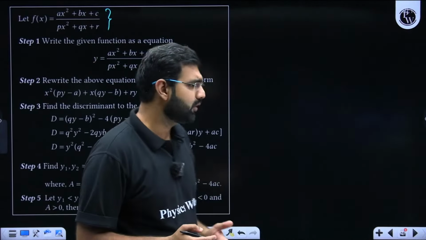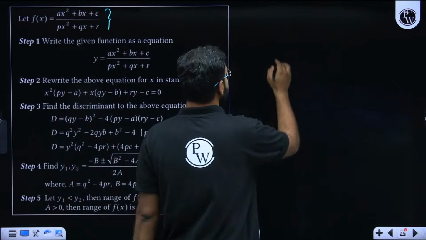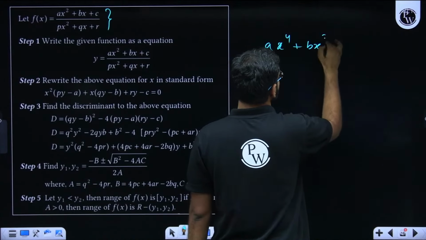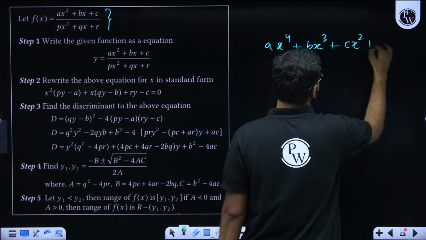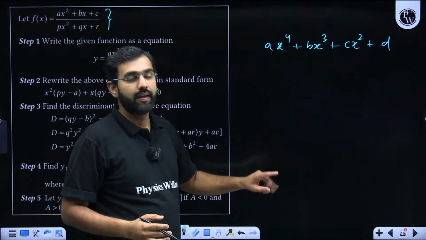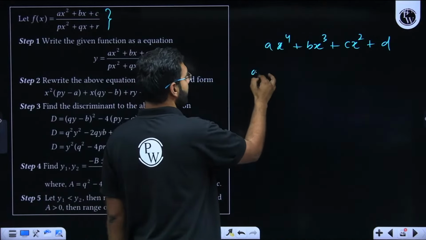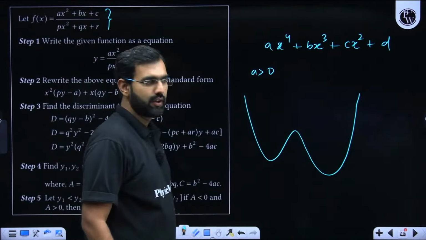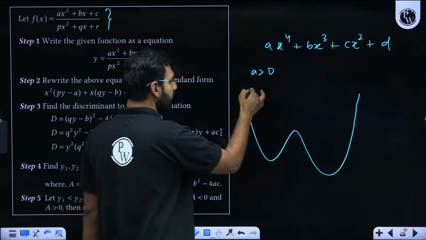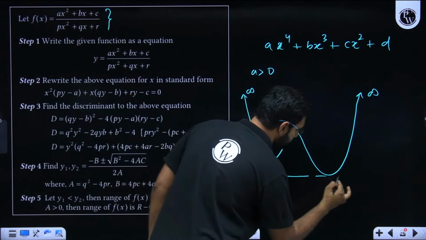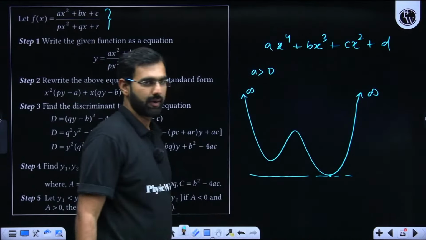Because Rudra, in an even function, let's say if it is biquadratic, for example ax to the power 4 plus bx cube plus cx square plus d, then when you find its range, it depends on a. Now if a is positive, it will be drawing a shape like this. It will come from infinity and go back to infinity, but it will attain a certain minima. This will be its global minima.